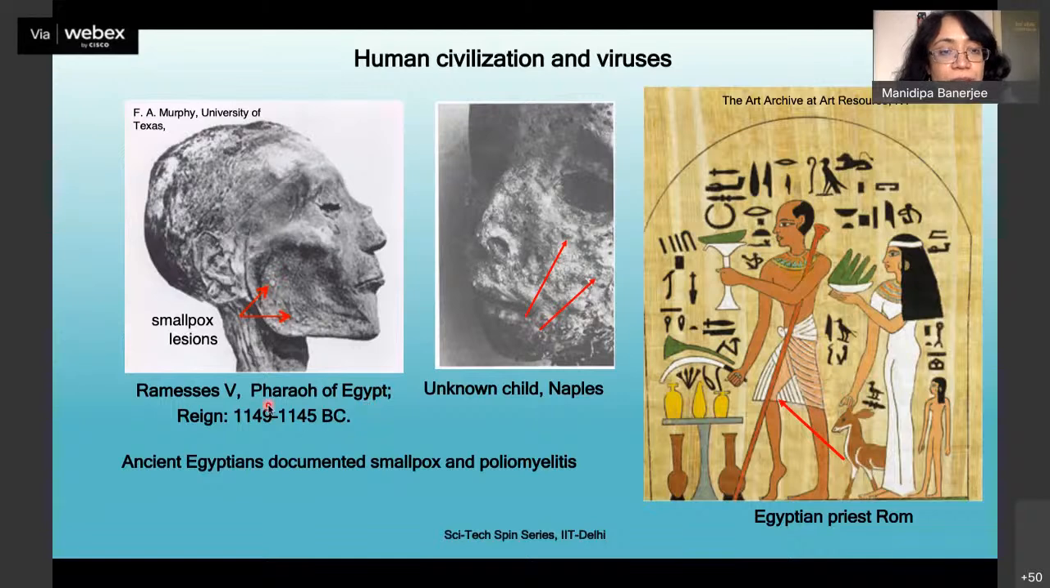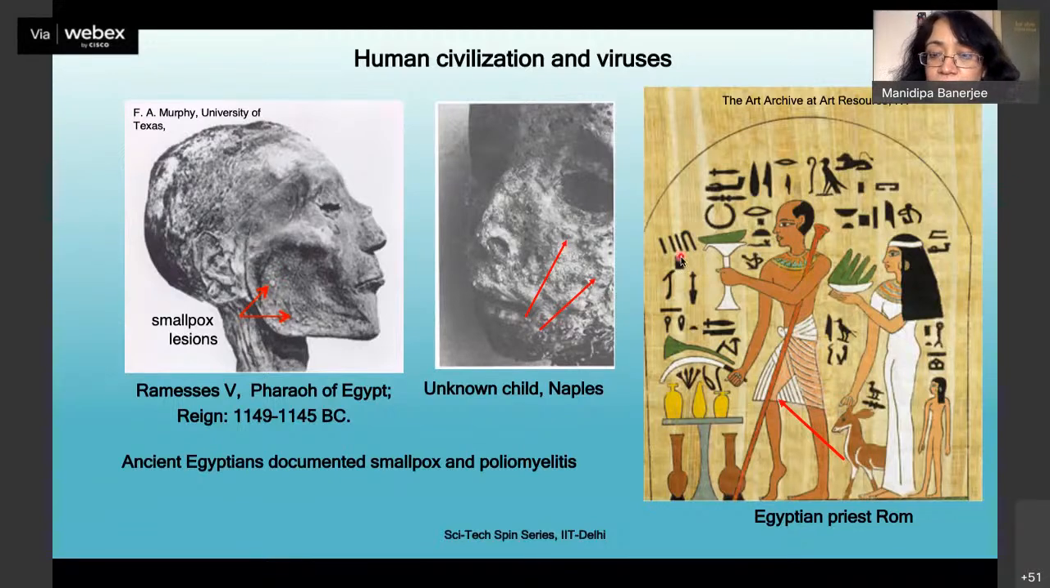So this is the mummy of Ramesses V, who was a pharaoh of Egypt. And in the mummy, you can see that there are some lesions which are pointed out by red arrows. Also in the mummy of an unknown child buried somewhere in Naples, again, some lesions which are very reminiscent of smallpox lesions we have seen in modern times, which indicated that these people had contracted smallpox at some point.